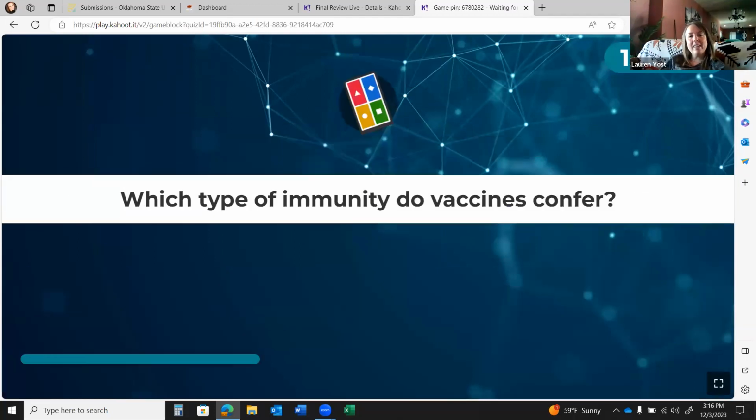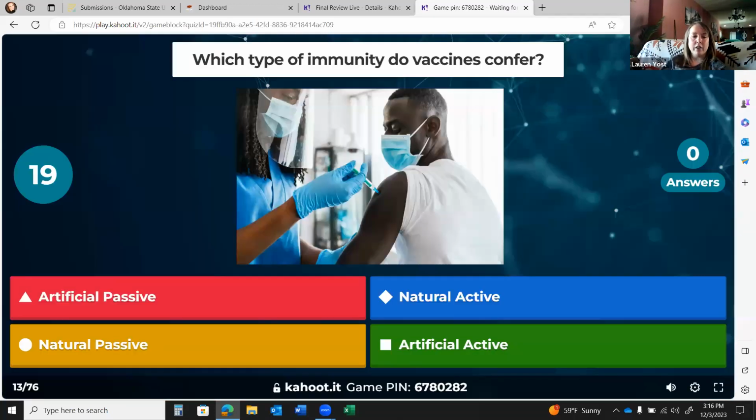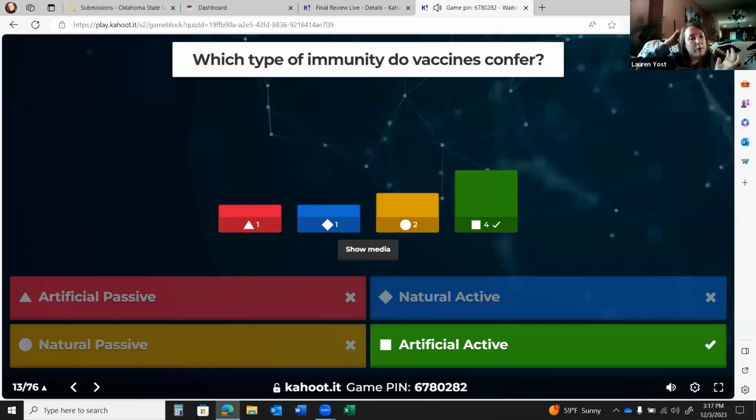So what type of immunity do vaccines confer? Okay, great. So yes, that is going to be artificial active. So it's artificial because it's made, we're giving it to you via medicine, and you're not encountering it in the wild or the natural environment of the pathogen. And active because we're eliciting a proper antibody response from your body and it will be protective for you as a result of that.